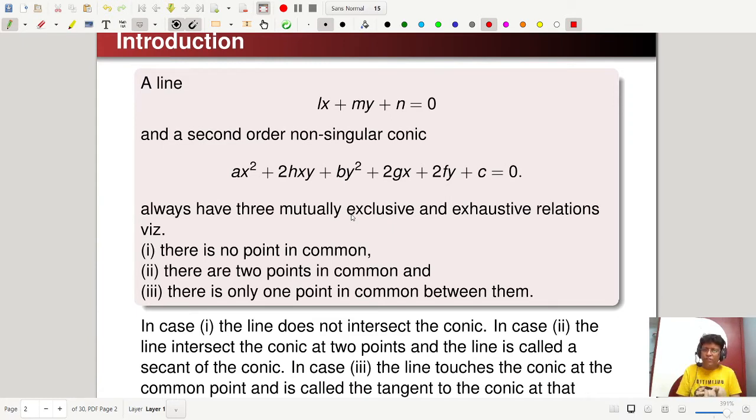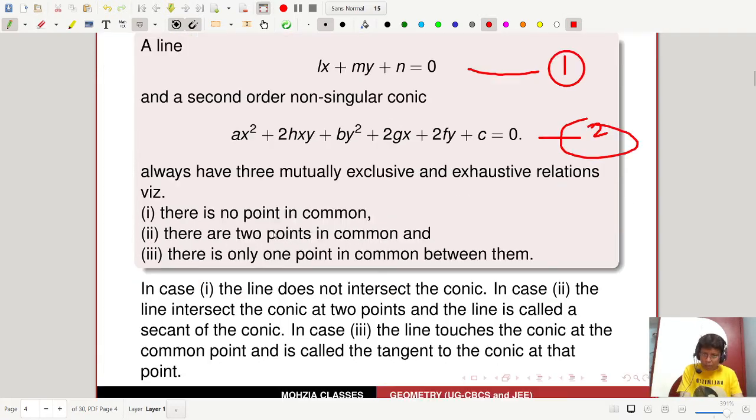Now let us have an introduction to the tangent chapter. So we have defined tangent. Now suppose a line Lx plus My plus N equal to 0, and a non-singular second order conic given by equation 2. Now there are three mutually exclusive exhaustive relations between 1 and 2. What are the relations? Number 1, there is no common point. Number 2, there are 2 points in common. Number 3, there is only 1 point in common between them. So these are the three possibilities.